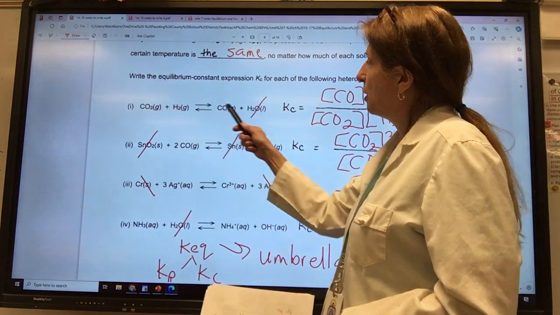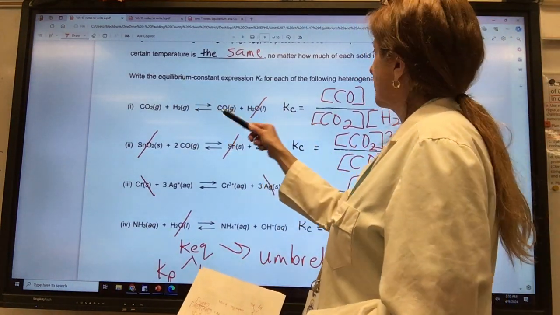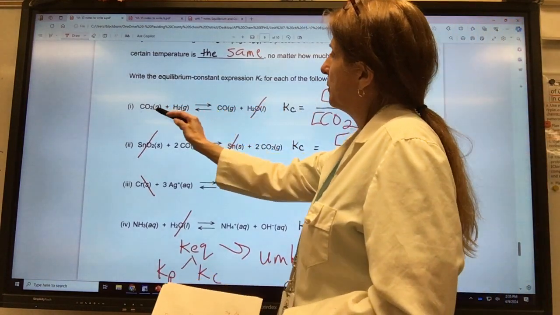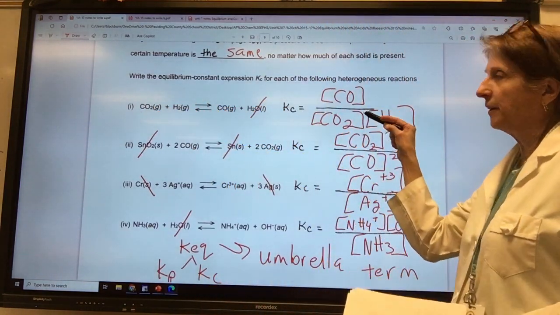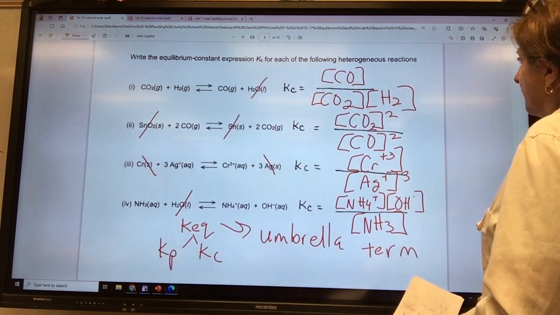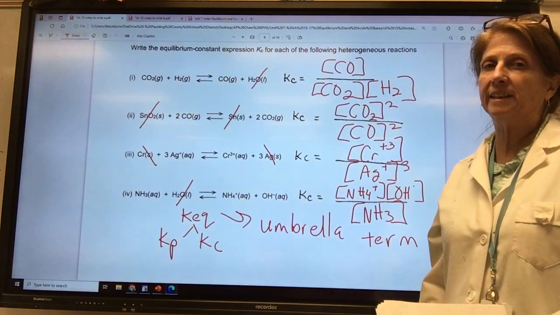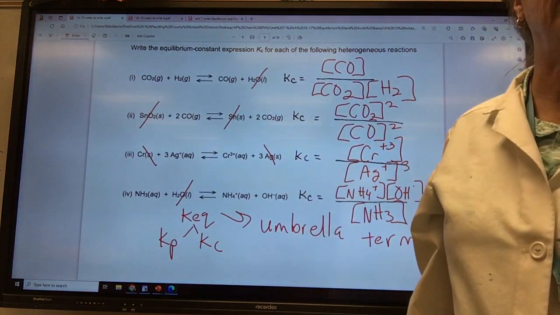So in this one, number 1, I marked out the water because it's a pure liquid. I put the products on top, CO. I put the reactants on bottom. There it is. Okay, so now you try to do them by yourself and then look up and see if you got them right. Because I think this is easy, and you're going to remember this from honors, so give it a try.